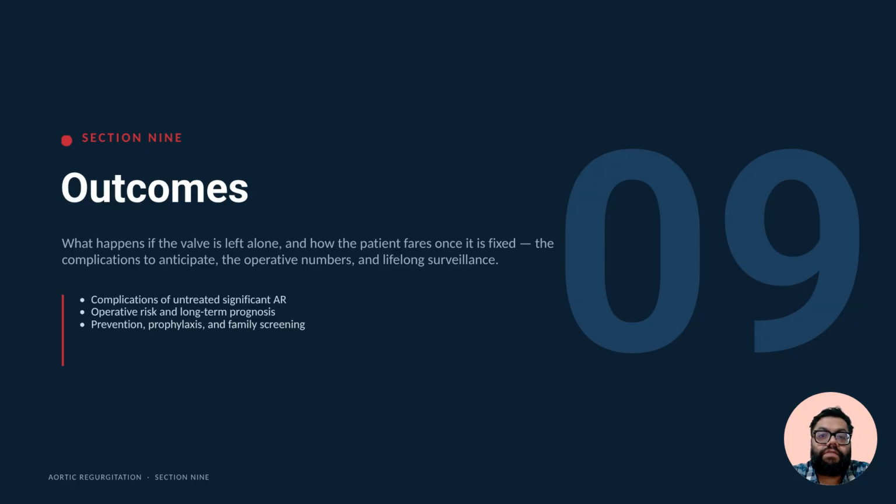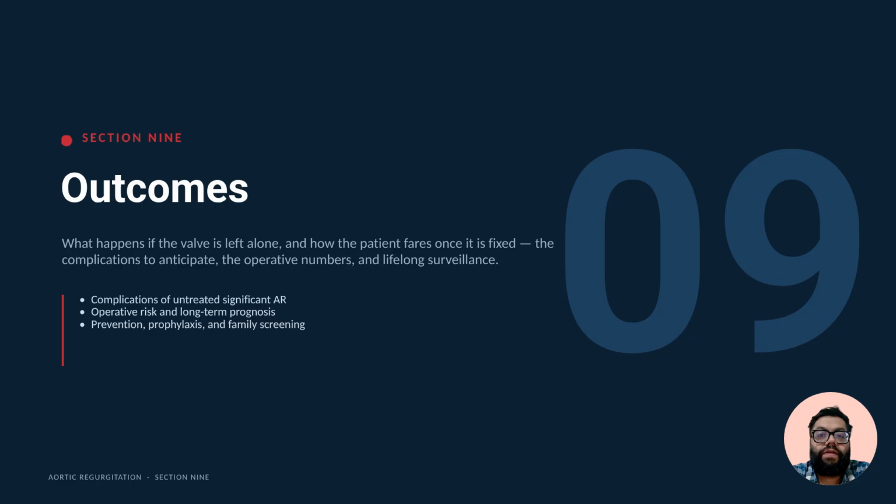Second, the hard prognostic numbers, operative mortality, and how steeply it climbs once we let the ventricle deteriorate, alongside the reassurance that even late surgery usually beats the medical course. Third, the practical business of keeping patients safe between clinics: serial echocardiography, prophylaxis where it is genuinely indicated, blood pressure control, and screening the family for inherited valve and aortic disease.